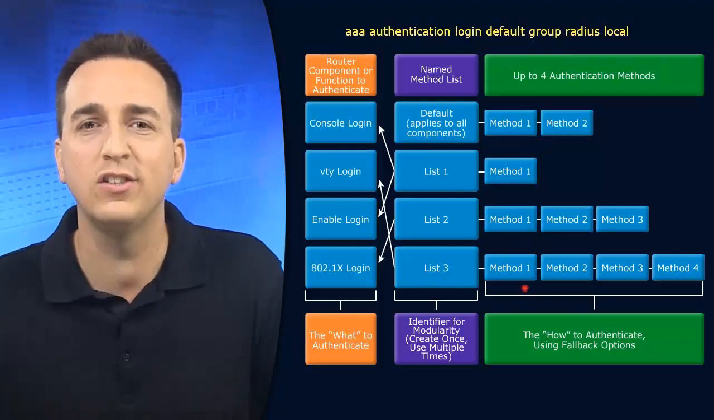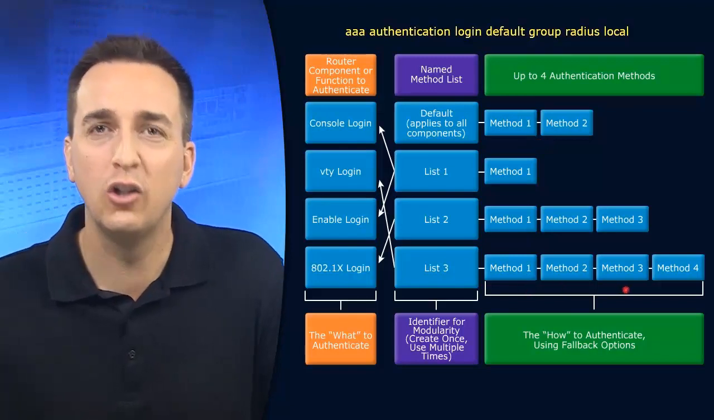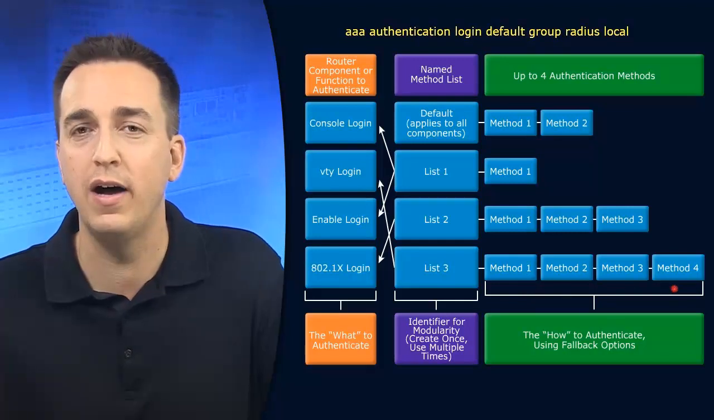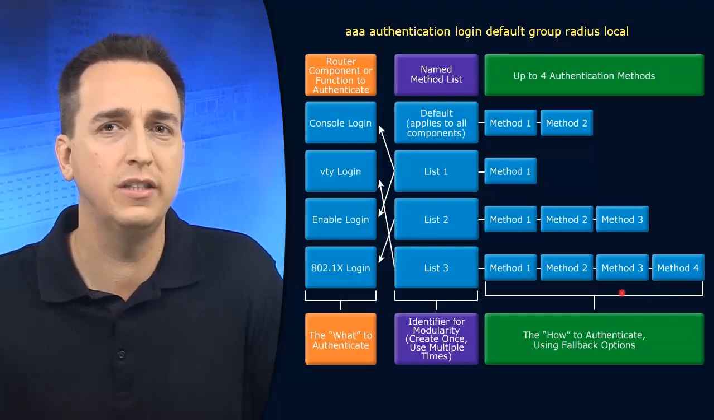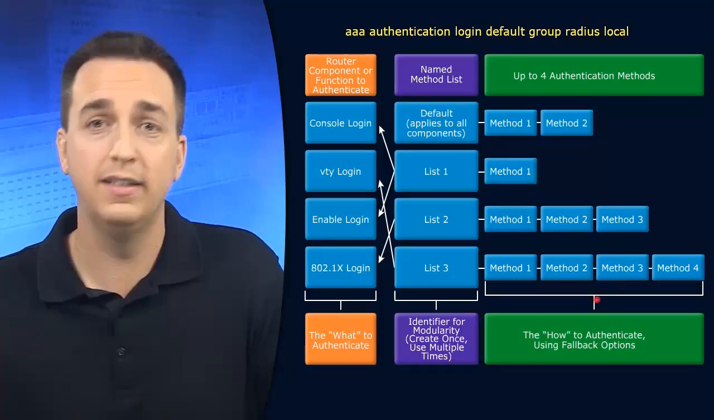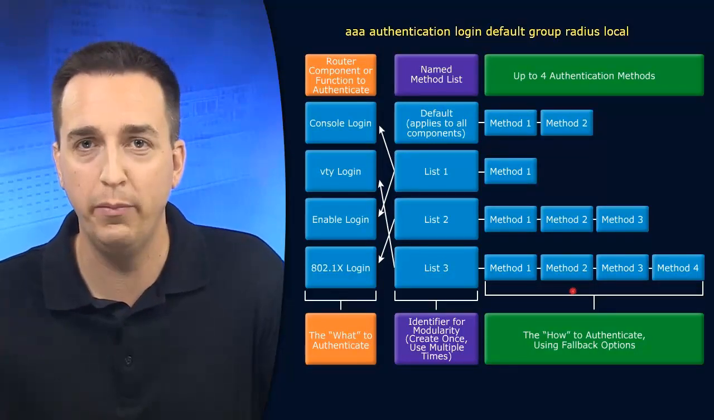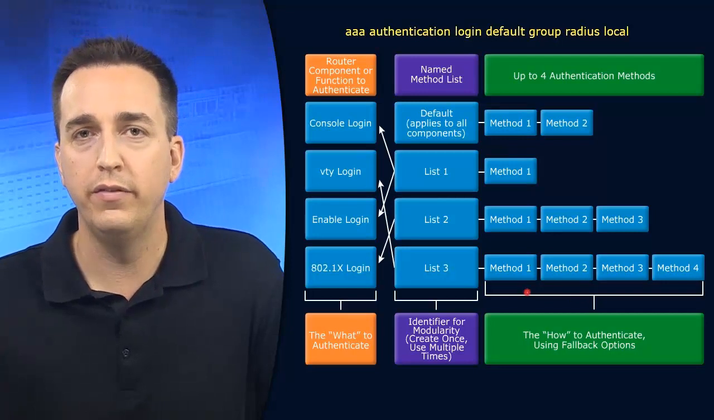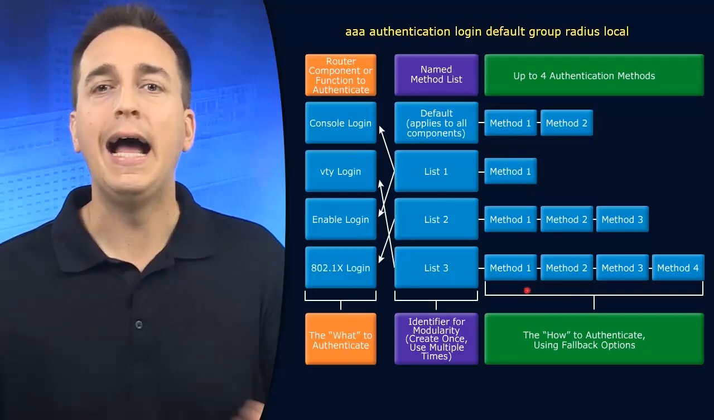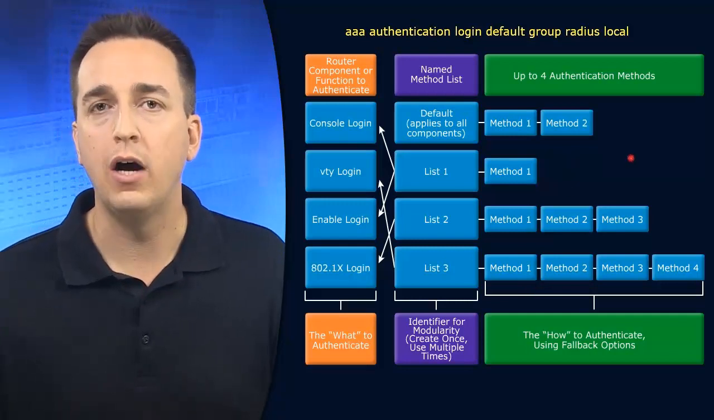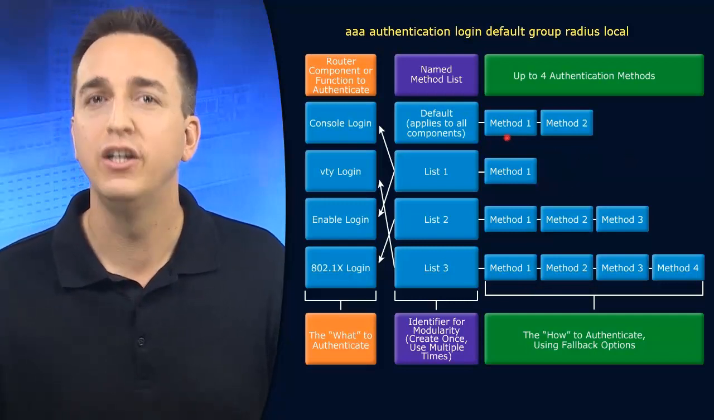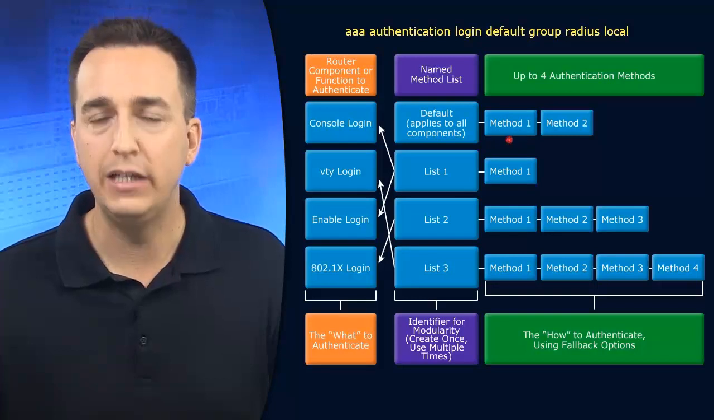So if you had Radius servers, TACACS Plus servers, local, and then line specified, well, the only way you're ever going to get to line is if the local username and password database doesn't exist, the TACACS Plus servers are not available, and the Radius servers are not available. So this is the how to authenticate, and you have various fallback options. So your primary authentication method should be method number 1 in your method list.